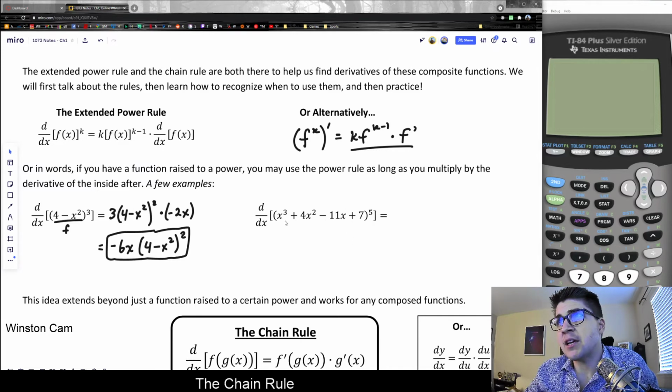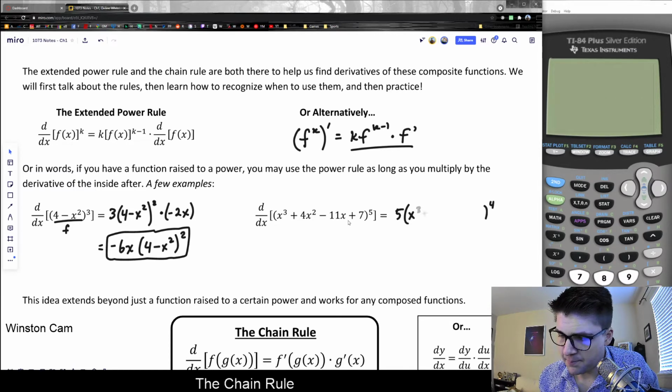So again, same deal. Here I treat the inside as f, and if I'm going to apply the chain rule, or technically this is the extended power rule, but it's really the same idea. The gist of it is you can take the derivative of the power part, drop the 5, and subtract 1. Keep the inside the same.